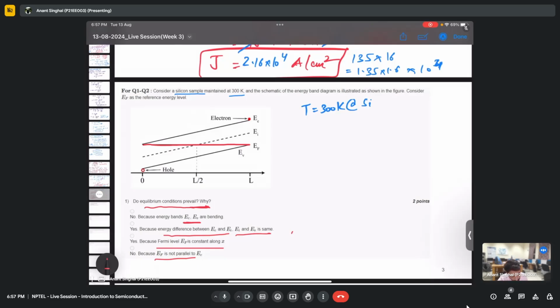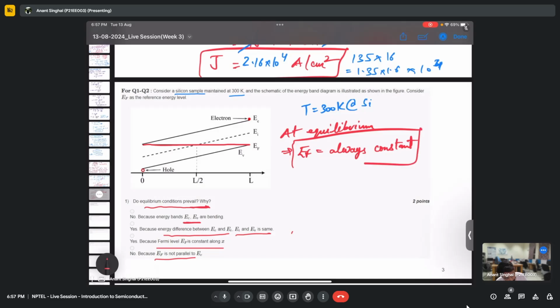Okay, so let me explain. First of all, you need to be aware that at equilibrium, EF is always constant. This is a way to check whether your semiconductor is in equilibrium or not. So once you can see from the band diagram that EF is constant, you can always say that the semiconductor is in equilibrium.